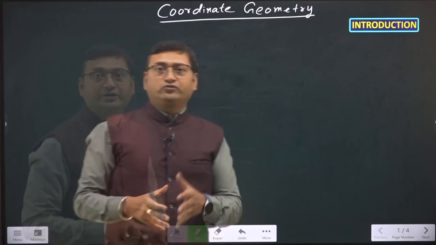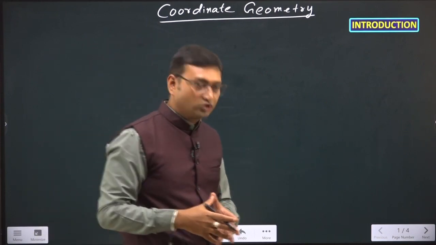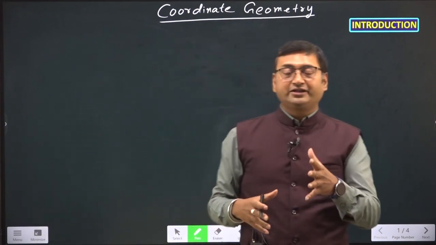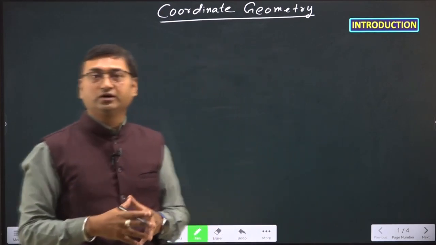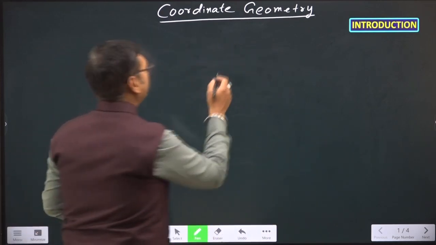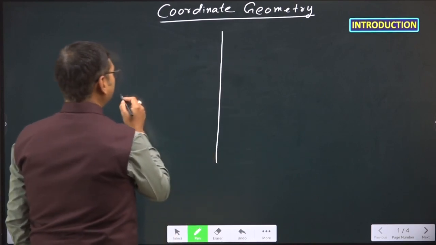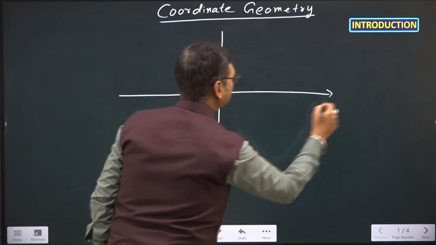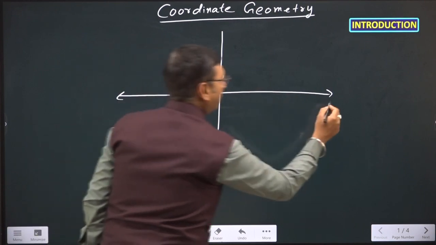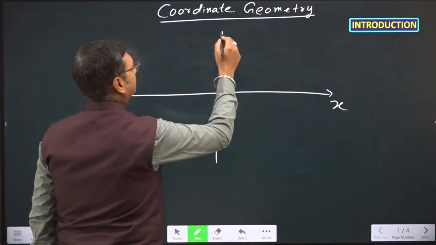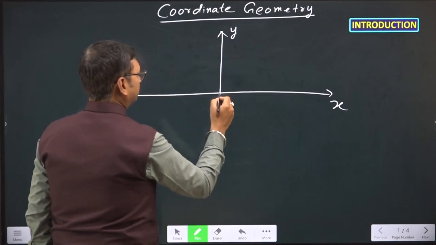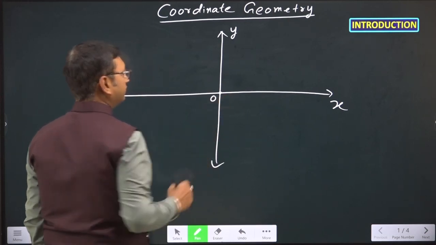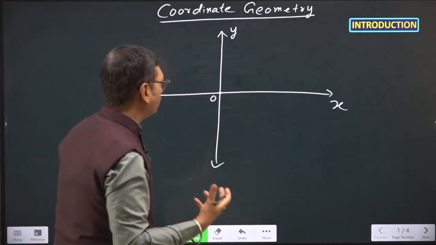So what is the meaning of coordinate geometry? In geometry, a coordinate denotes the position of a point. For example, if we have a plane that is known as the Cartesian plane, here we have the x-axis and here we have the y-axis. This is the origin which we are denoting with O.